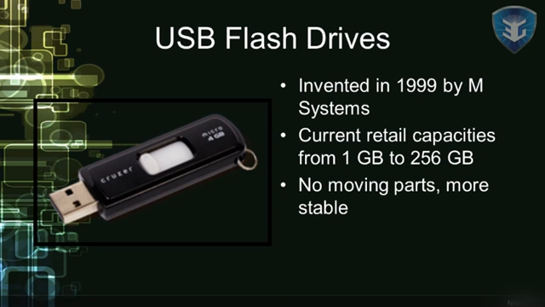USB flash drives were invented in 1999 by the Israeli company M-Systems. USB flash drives are often used for the same purposes for which floppy disks or CD-ROMs were used in the past, such as storage, backup, and transfer of computer files. Flash drives contain no moving parts and therefore are considered more stable than some other storage media. Currently available retail flash drives range from 1 gigabyte to 256 gigabytes.